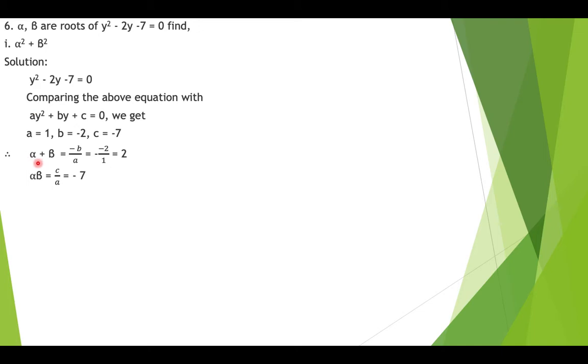So the required terms over here are alpha plus beta, which is equal to minus b by a, and alpha beta is equal to c by a. After you find this, we can apply the formula alpha plus beta the whole square is equal to alpha square plus 2 alpha beta plus beta square. After rearranging, taking 2 alpha beta to the right hand side, alpha square plus beta square is equal to alpha plus beta the whole square minus 2 alpha beta. Substituting the value of alpha plus beta, we have 2 square minus 2 into minus 7. So we are getting alpha square plus beta square is equal to 18.